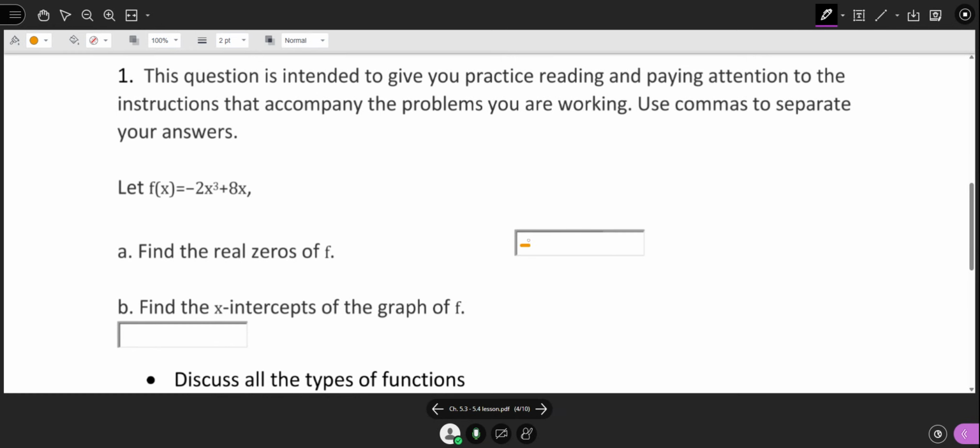So -2, comma, 0, +2. The zeros are just listed as x values. The x-intercepts are ordered pairs.